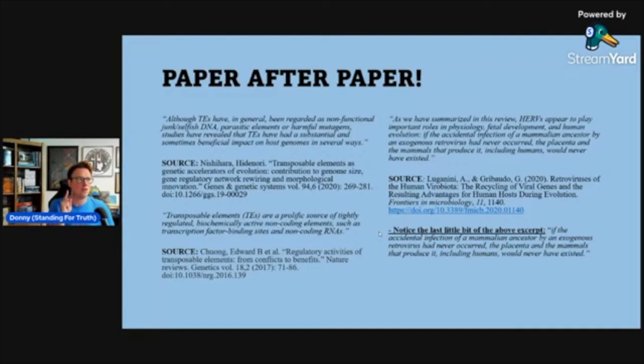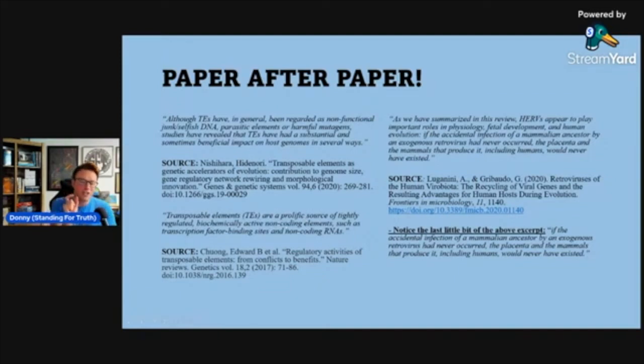They're arguing against their own literature that they want to hold up and praise. The scientific literature, you hear it all the time, peer review, that's the holy grail to them. Well, their own secular peer-reviewed literature refutes them. Long been regarded as non-functional junk or selfish DNA, parasitic elements, or harmful mutagens. Studies have revealed that TEs, notice this, have a substantial and sometimes beneficial impact on host genomes in several ways. Paper here. Transposable elements are a prolific, it's not just one or two, prolific source of tightly regulated, biochemically active.